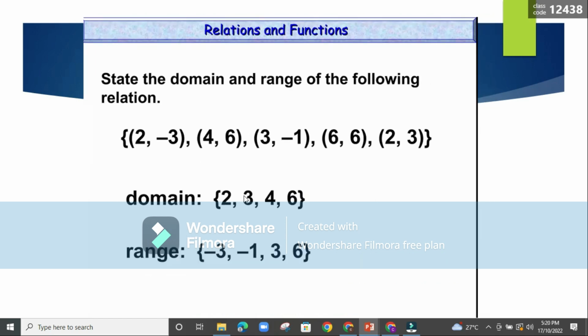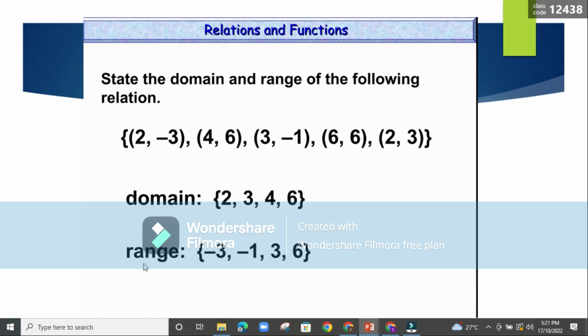Okay, let's proceed. State the domain and range of the following relation. The set of (2, -3), (4, 6), (3, -1), (6, 6), (2, 3). So the domain would be 2, 3, 4, and 6. Again, you arrange it in ascending order from least to greatest. And when writing the domain, if an x coordinate is repeating, write it once.